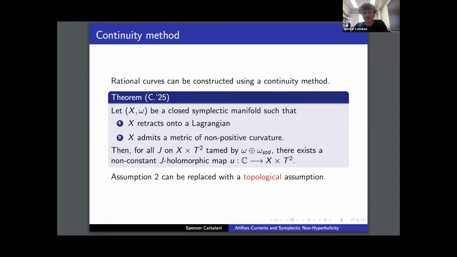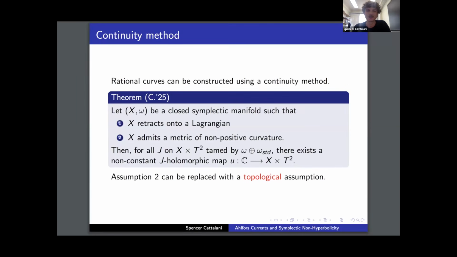And I just want to point out this assumption 2, I just stated that way for simplicity and because it's more intuitive, but it can actually be replaced by a purely topological assumption, or symplectic topological. So you can assume instead that omega is symplectically aspherical, and that the fundamental group of X has at most quadratic homological Dehn function, so some geometric group theory.